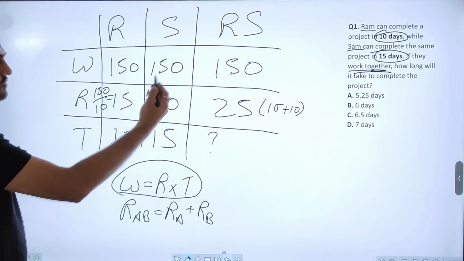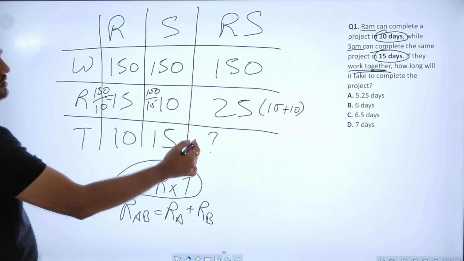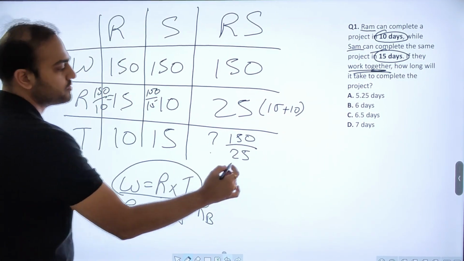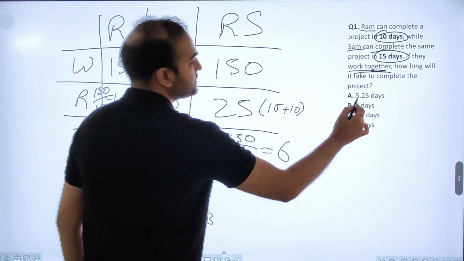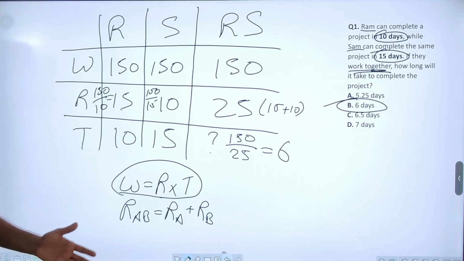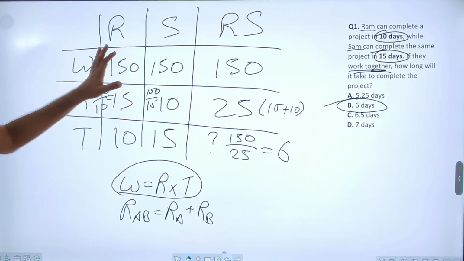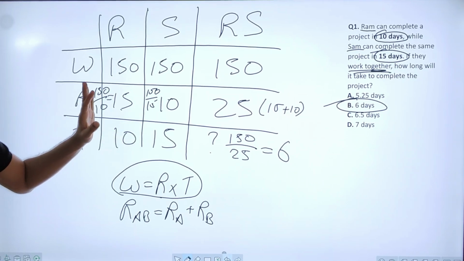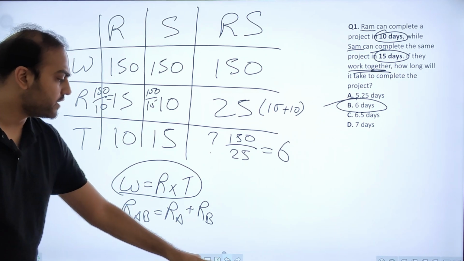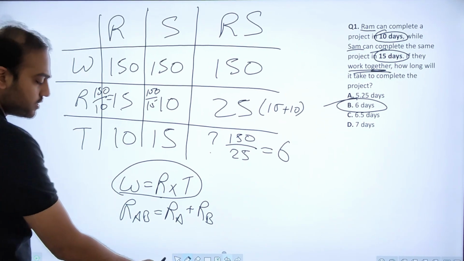So finally, complete the table. Work is 150, rate is 25, so time taken is 6 days. Okay, I hope you understand this. Now as I said, this 150, the value of work, it's not necessary that you have to take 150 only. Okay, we can use a different value also to solve the question.